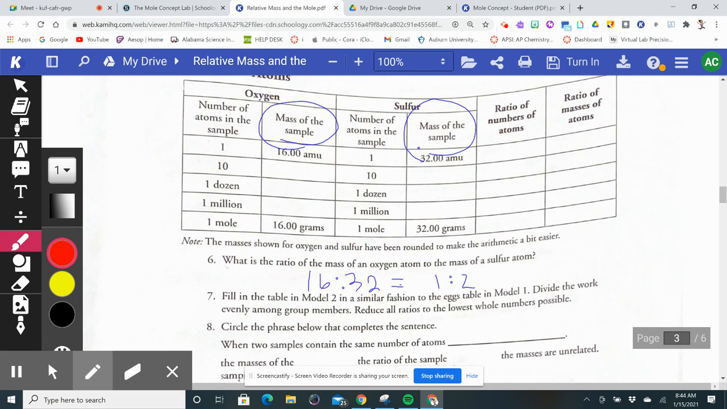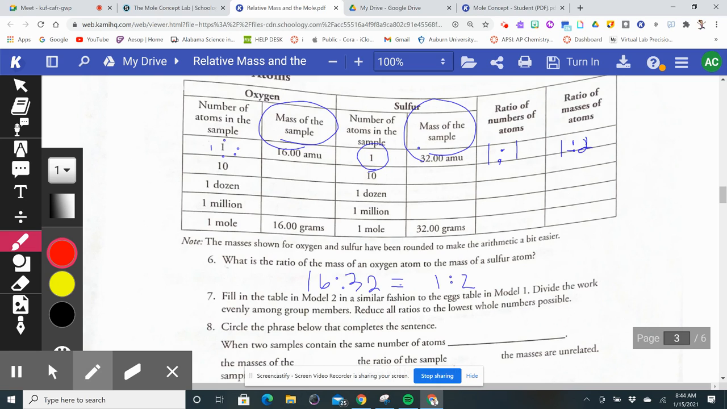Okay. And so over here in the table, we have ratio of masses of atoms. That would be 1 to 2. Ratio of numbers of atoms. So number of atoms in the sample, we have 1 oxygen atom, we have 1 sulfur atom. So what would be the ratio of our numbers of atoms? 1 to 1.